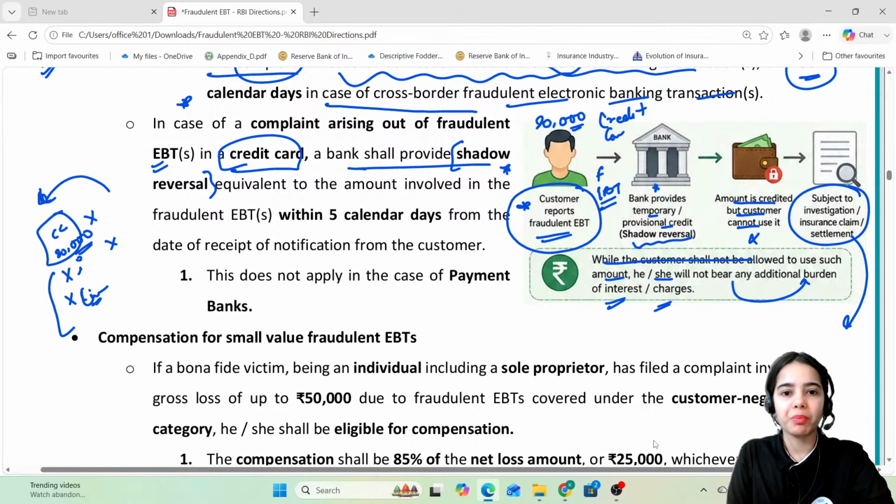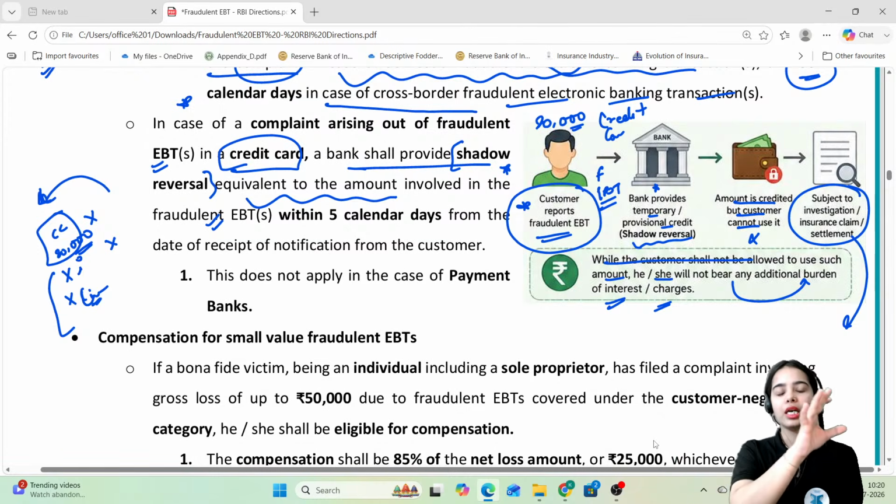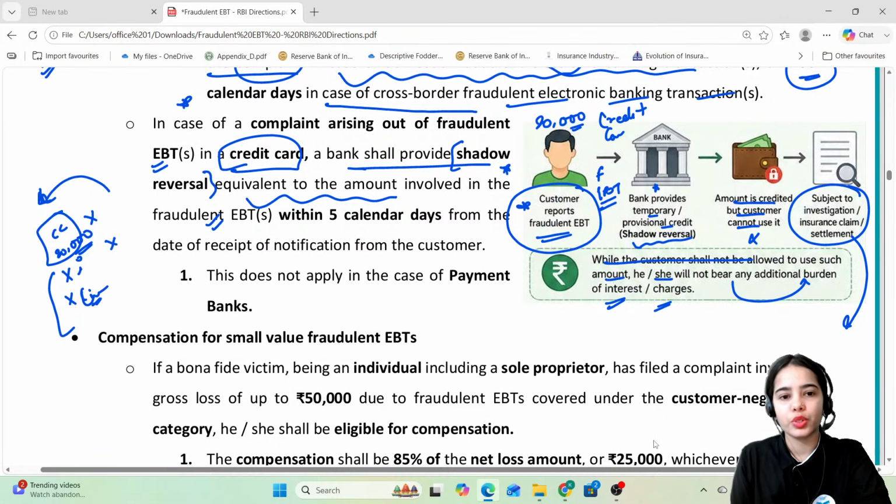So in case of a complaint arising out of a fraudulent EBT in a credit card, a bank shall provide shadow reversal equivalent to the amount involved in the fraudulent EBT. Shadow reversal I have discussed with you; it is basically the temporary credit or temporary return of the money to the customer. So this is the idea: shadow reversal equivalent to the amount involved in the fraudulent EBT within 5 calendar days from the date of receipt of notification from the customer.